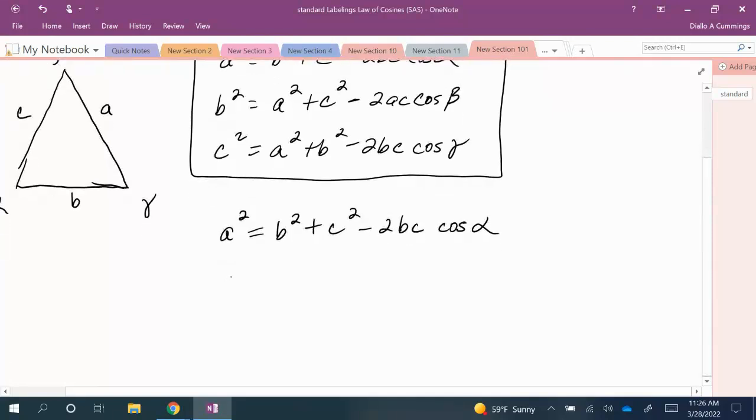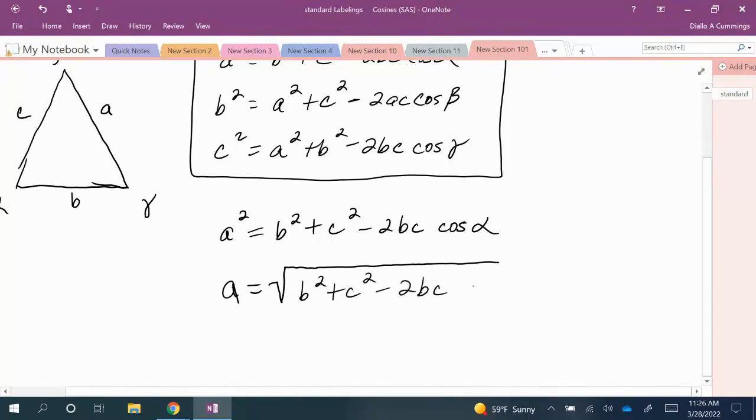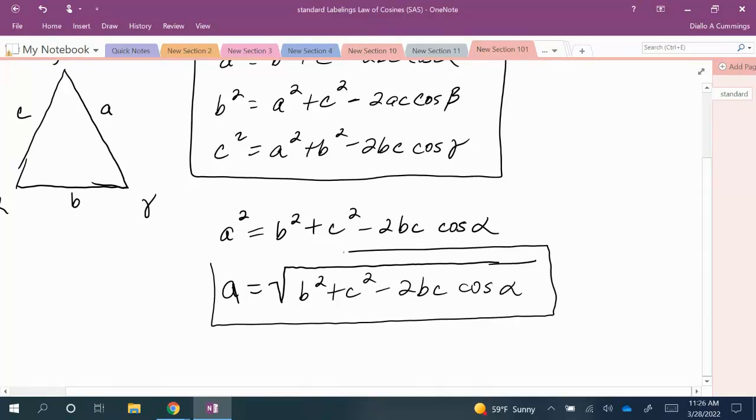If I wanted to find A, I would simply take the square root of both sides. If I take the square root of the left-hand side, the square root and the square cancel, so out pops A. And if I take the square root of the right-hand side, I have the square root of B squared plus C squared minus 2BC times the cosine of alpha. This is the formula I would put into my calculator.